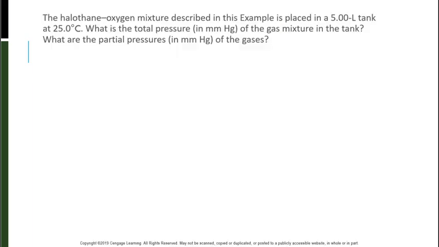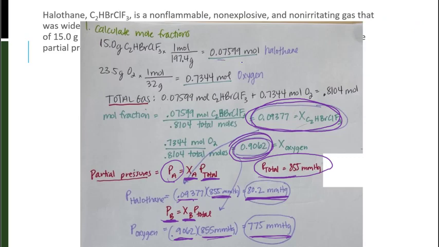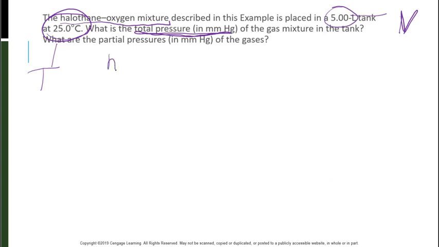Let's look at another problem. That halothane-oxygen mixture from that last slide is placed in a 5-liter tank at 25 degrees Celsius. What is the total pressure in millimeters of mercury of the gas mixture in the tank, and what are the partial pressures of the gases? On that last slide, we calculated how many moles of halothane and how many moles of oxygen we have. So we know the N value of each reactant. And we were given volume, and we were given temperature, and we know R, so we can find the P for each one of those reactants.